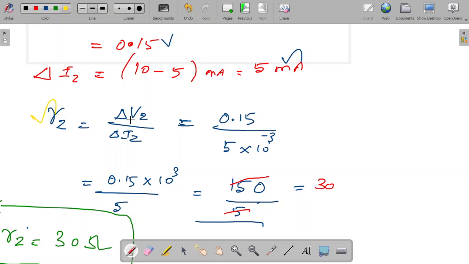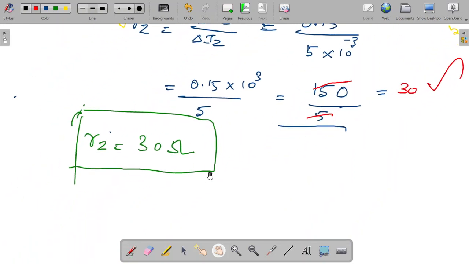So this RZ we can find out. What is this RZ? That is del VZ by del IZ. That is the formula. Just simply we know that R is equal to V by I. So that formula here we give. That is 0.15 we have already found out, divided by 5 milliamps. 5 milliamps in terms of amperes we have to write, so it is 5 into 10 power minus 3 amps. If you substitute, then you will be getting the answer. RZ is 30 ohms. That is the answer for this.